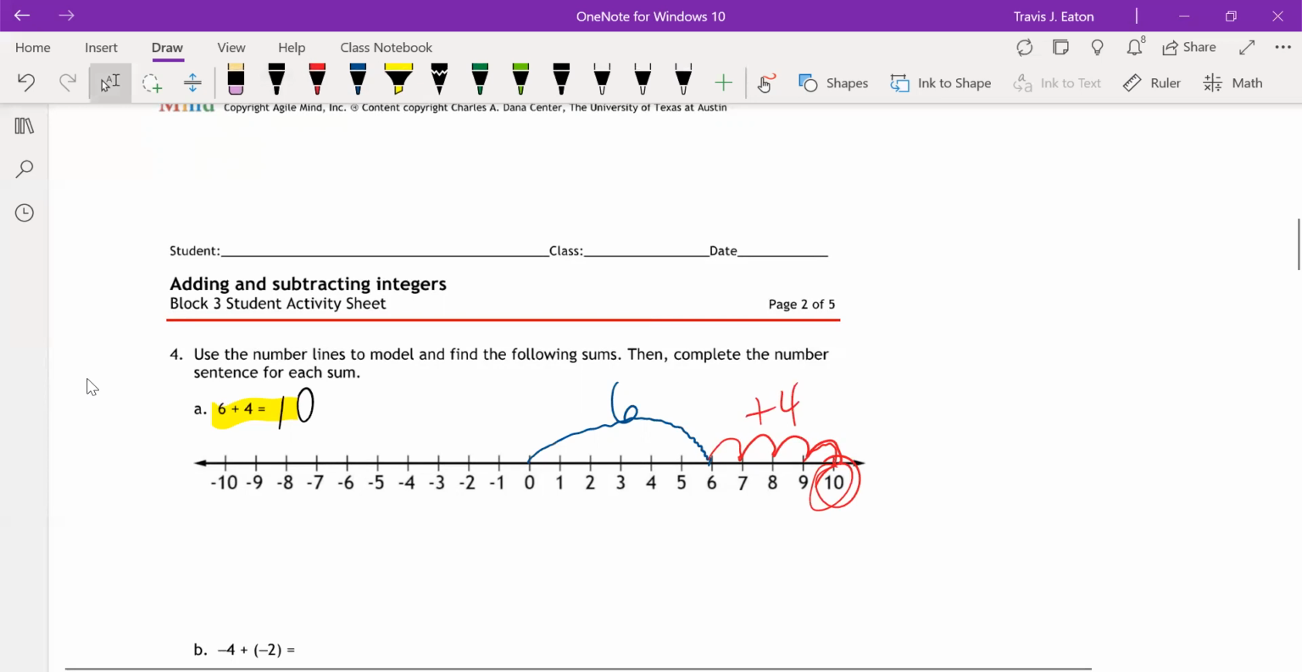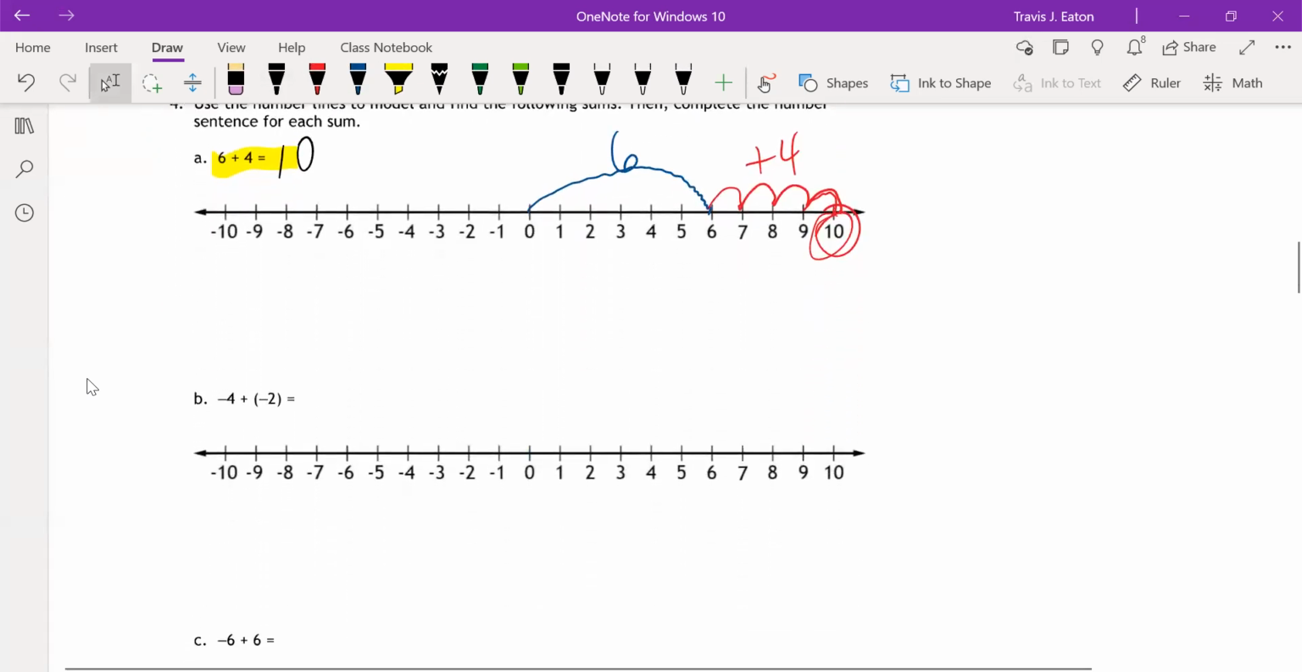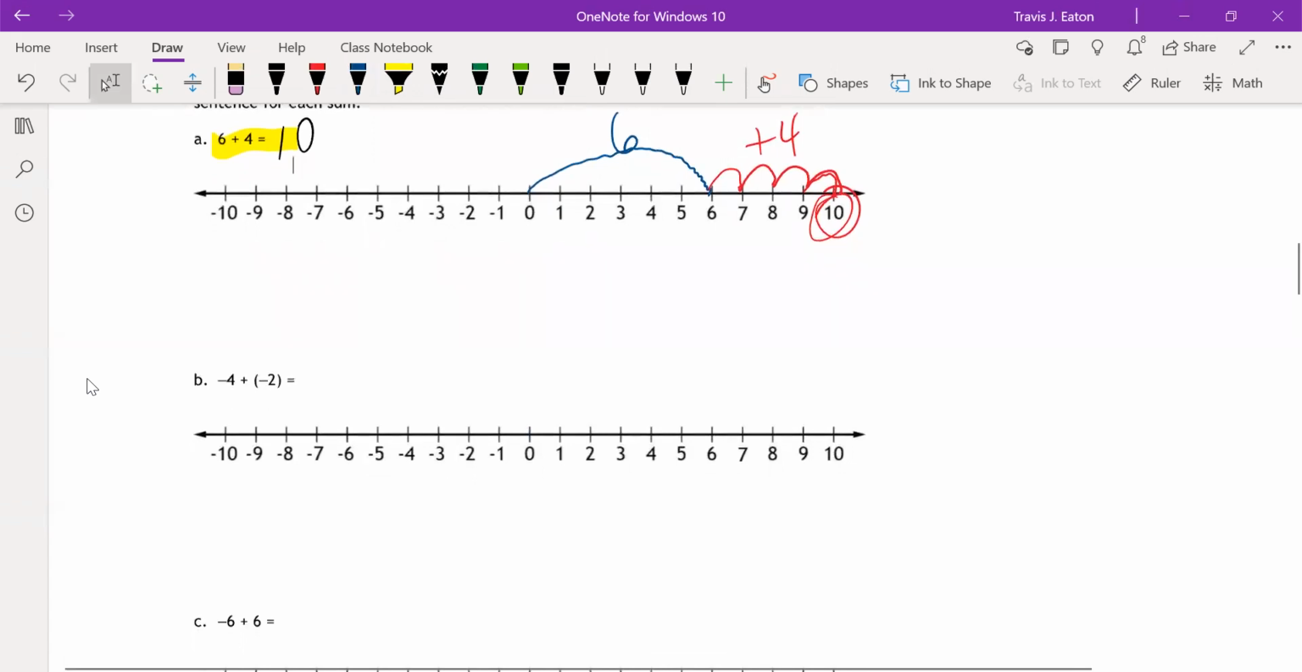Easy peasy, right? Okay, so we're going to do this again, but this time we're going to use negative numbers. Now, our sum here is negative 4 plus negative 2. So again, I always start at 0 and go to my starting value. So from 0, I'm going to go to negative 4. And now I'm going to add negative 2.